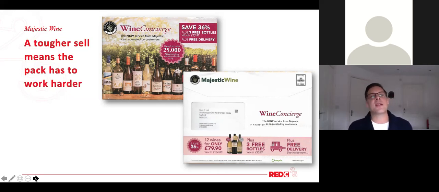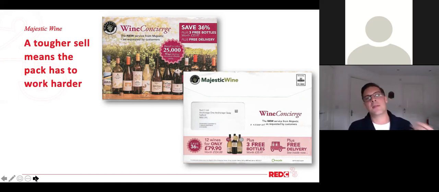Now, the thing that's interesting about this is that this is potentially quite a hard sell, because most people buy their wine in the supermarket. Most people don't buy 12 bottles of wine in one go, unless you're having a party or something like that. So what this mail pack is trying to get the readers to do is not usual for them. So therefore the pack has to work a lot harder.